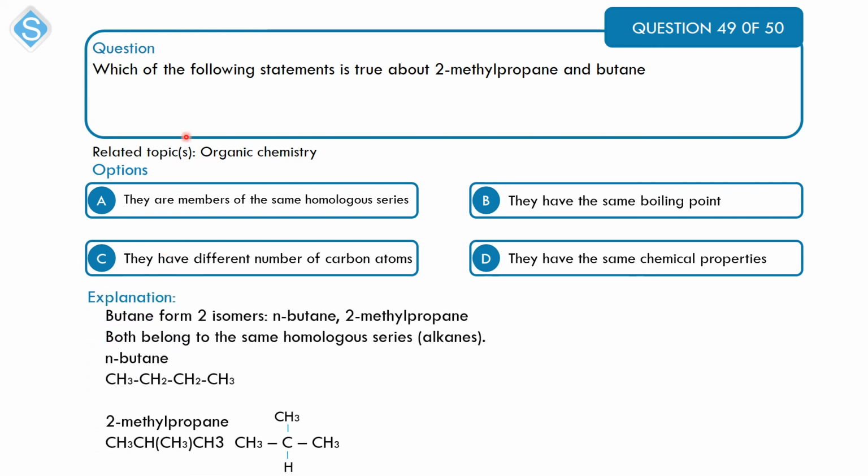Alright, so this is related to a question that we've seen before about the number of isomers that butane forms. Butane forms 2 isomers, and that is your n-butane and your 2-methylpropane. Now, if you look at the naming here, butane ends with ANE and propane with ANE as well. And this is the suffix for members of the alkane group. Butane and propane, they are members of the same homologous series. And that is true of isomers of the same compound, that they belong to the same homologous series, and that's option A.